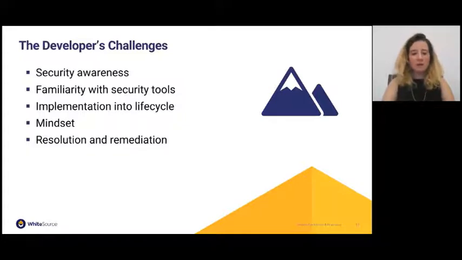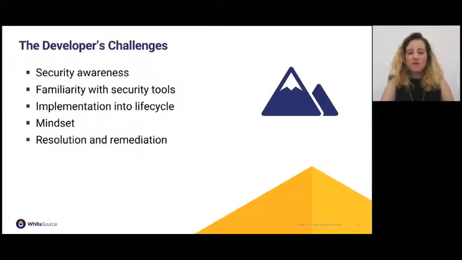Then we also have the challenges that the developers face. So, for example, security awareness. Developers are not very aware of security vulnerabilities. They mostly want to release the next feature and move on to their next task. So security isn't the top of their concerns. Maybe they are not even aware of security vulnerabilities. It's not something that they want to actually deal with day to day. So we have to raise the awareness among the developers.